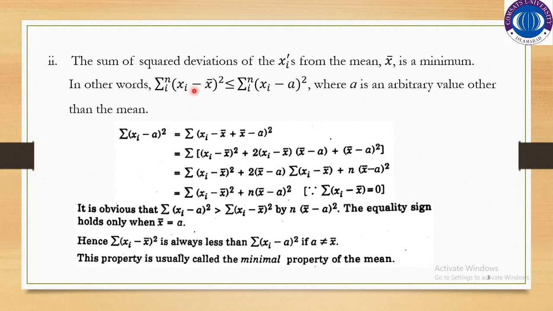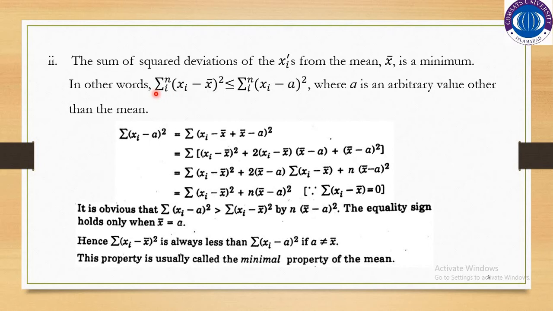In other words, if we take the deviation of each observation from its mean, then square them and sum over them, and we take some other arbitrary value which is other than the mean, take their deviations, then square them and find the sum over them, the sum of squared deviations from its mean is always minimum. If a is some arbitrary value, other than the mean, then this sum should be greater than or equal to the sum of squared deviations from its mean, and they will both be equal if and only if a is equal to x bar.